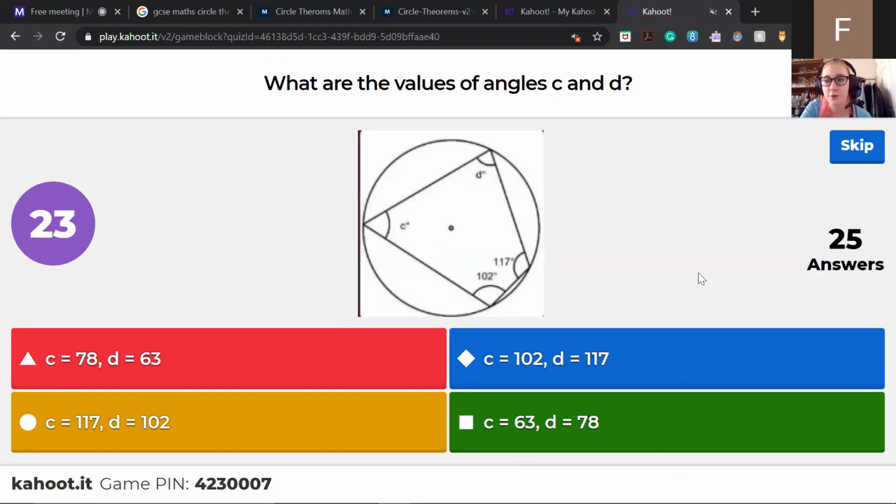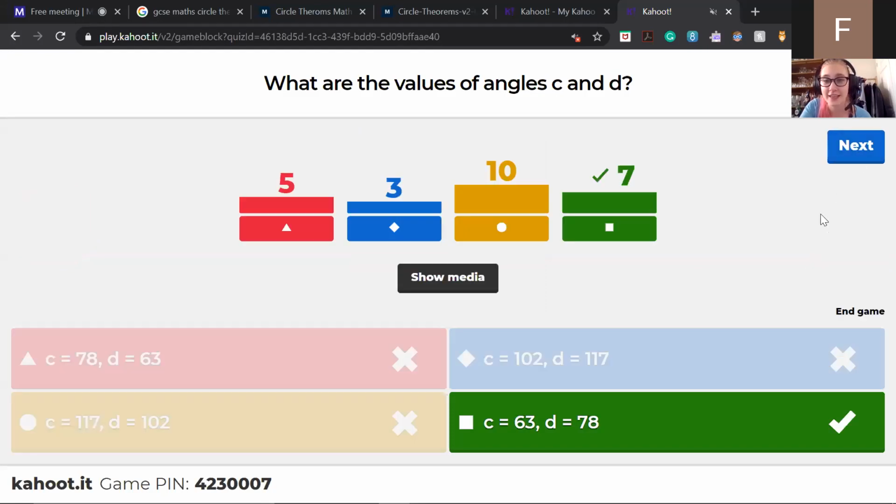Okay, I want to get through it all, so I'm going to skip to the end. Sorry if you didn't get it in. Okay, so that one seemed quite tricky. Not everyone got that one.